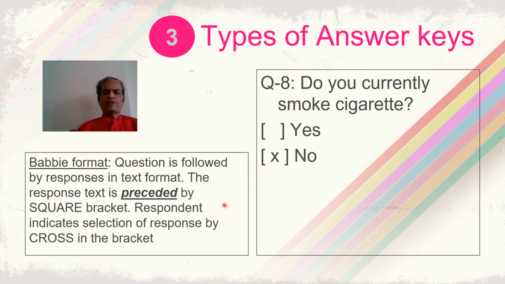So baby format, in short, is the format in which the question is followed by the response in text format. Each response text is preceded by a square bracket, and the respondent indicates the selection of the response by placing a cross in the appropriate square bracket. So that is the baby format type of answer key.